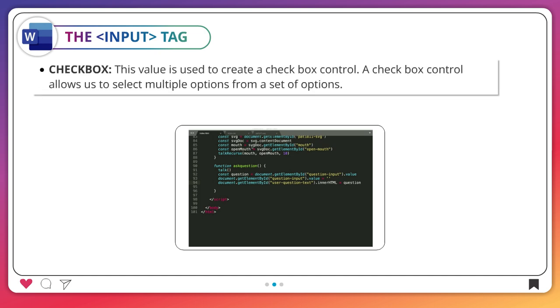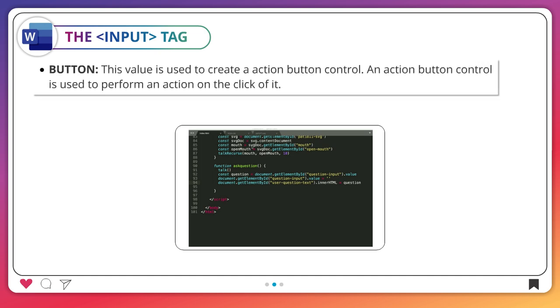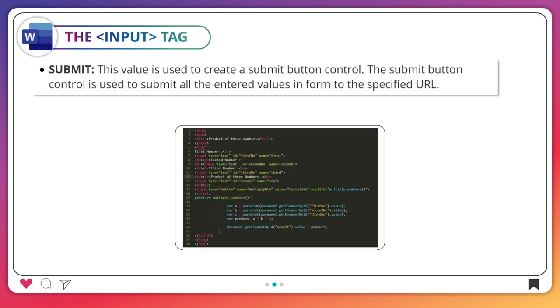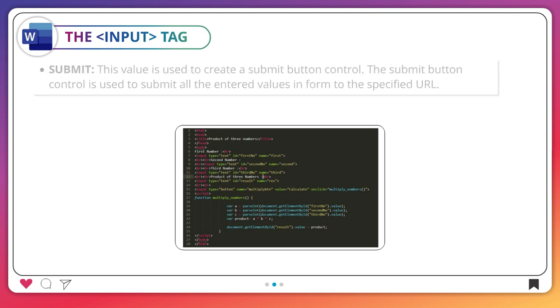Checkbox. This value is used to create a checkbox control. A checkbox control allows us to select multiple options from a set of options. Button. This value is used to create an action button control. An action button control is used to perform an action on the click of it. Submit. This value is used to create a submit button control. The submit button control is used to submit all the entered values in the form to the specified URL.